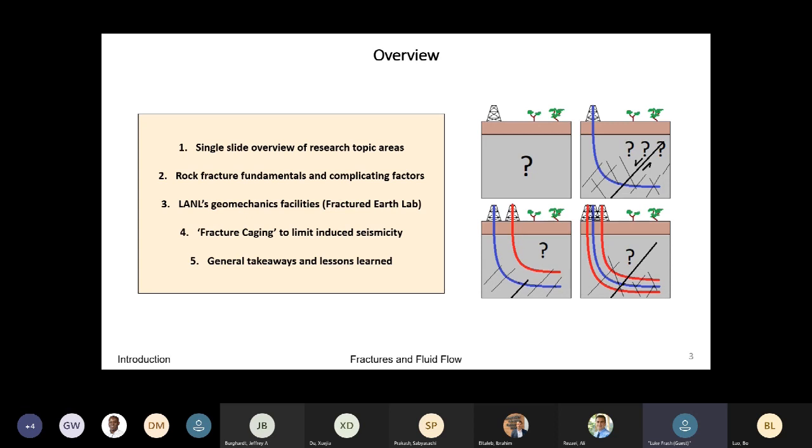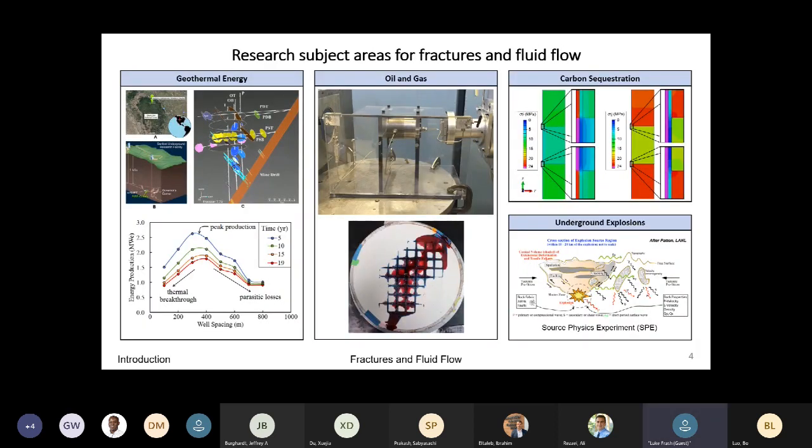So as far as research subject areas that I've been involved with at Los Alamos National Laboratory, the one that's been talked about the most today is the EGS Collab project. That's the one on the top left. So that's geothermal energy. I've also been working on developing a design algorithm to more quickly, rapidly optimize well designs and production techniques for geothermal systems.